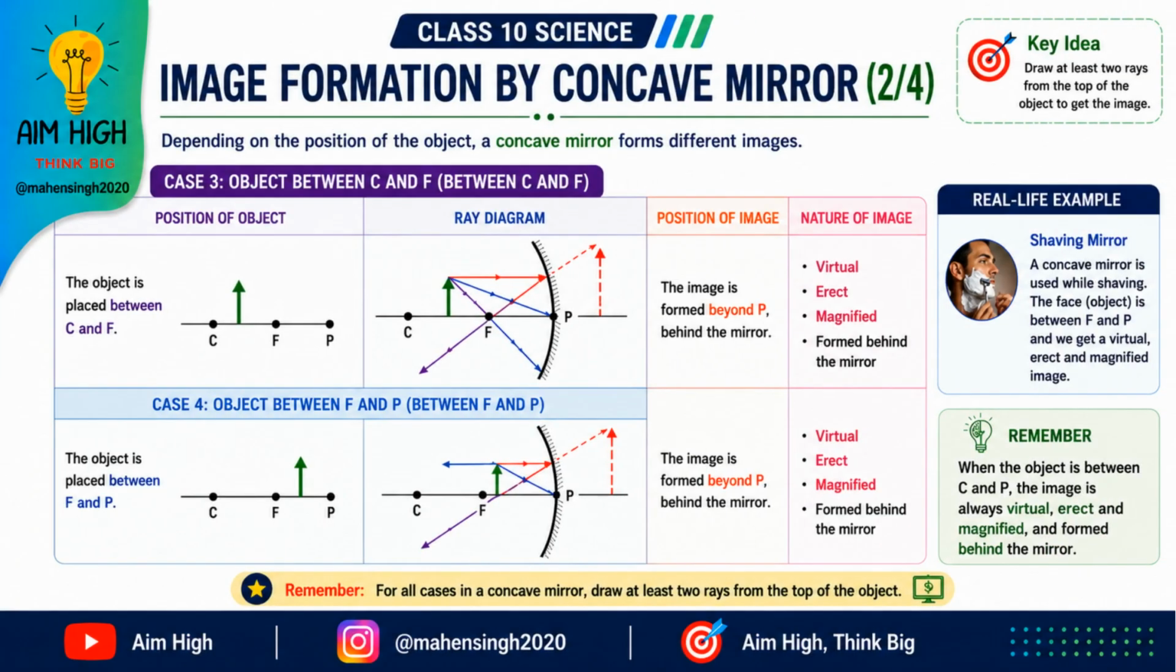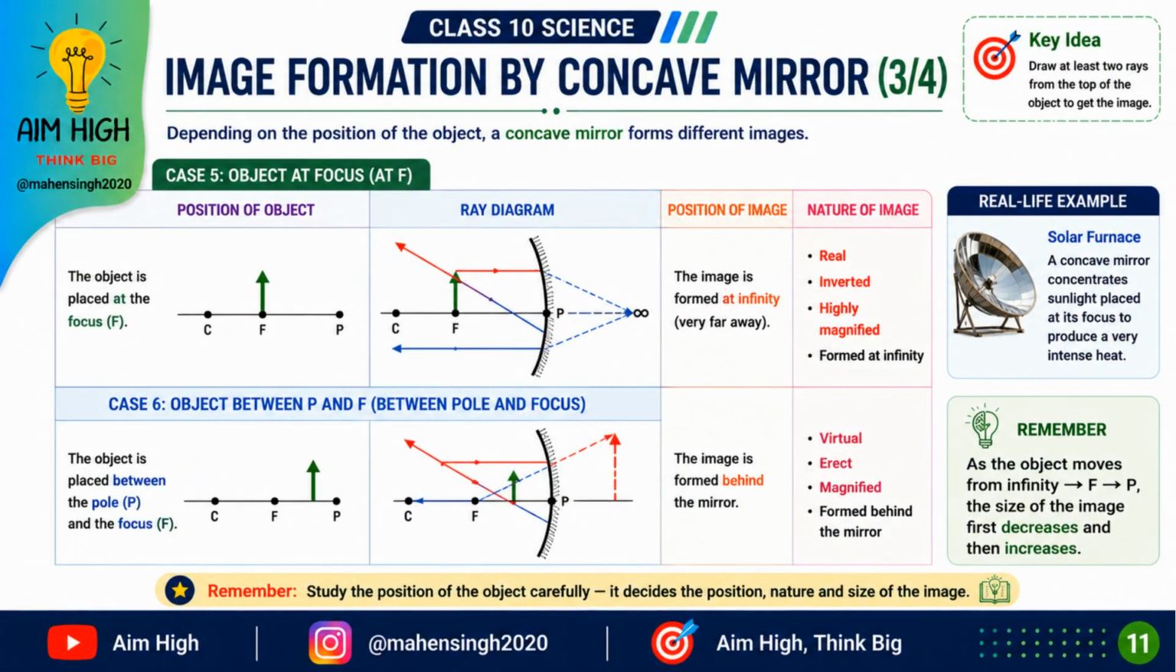When an object is placed between the center of curvature and the focus, or between the focus and the pole, the concave mirror forms a virtual, erect, and magnified image behind the mirror. When the object is exactly at the focus, a highly magnified, real image is formed at infinity. Conversely, when placed between the pole and the focus, the image is virtual, erect, and magnified.